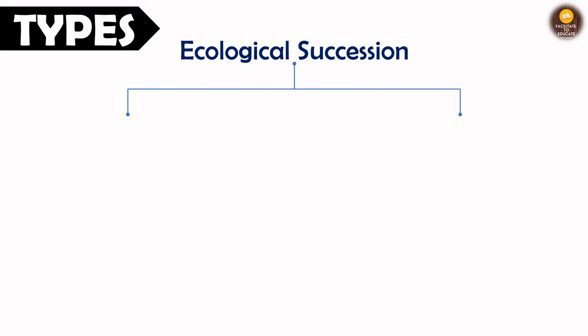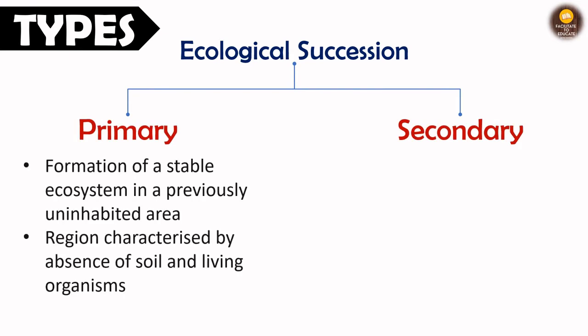Now the types of ecological succession, there are basically two types of ecological succession. First is the primary and second one is the secondary. The primary ecological succession is the formation of a stable ecosystem in a previously uninhabited area. So this term is very important, that is uninhabited. Nobody has resided there, or nobody is living there. It has not been inhabited by any of these species. So if there is formation of a stable ecosystem in that area, it will be known as the primary succession.